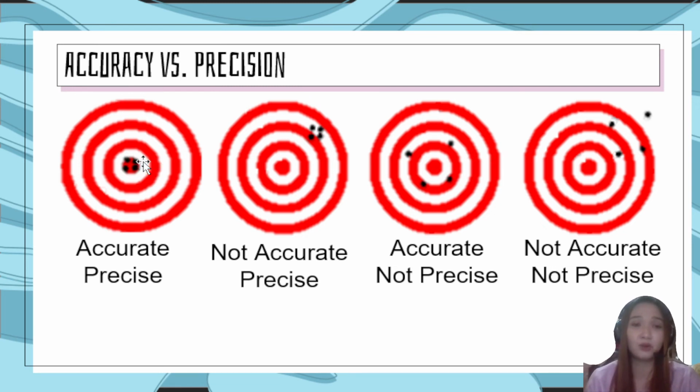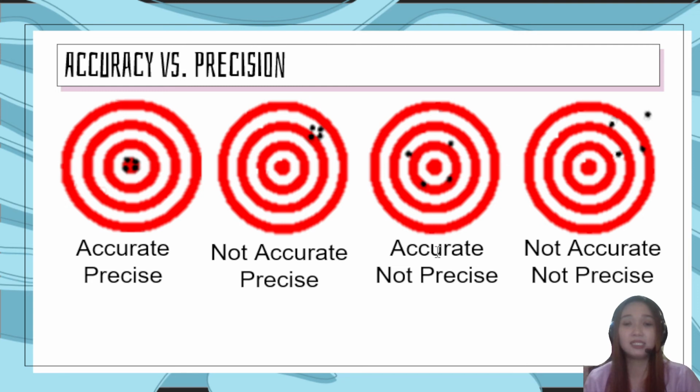Kasi makikita nyo, ang goal natin dito is to hit the bullseye. So lahat ng points natin nasa bullseye, and then lahat ng values naman or lahat ng na-hit mong point ay magkakadikit. Okay? Next po is not accurate but precise. Okay? Unlike this one, hindi mo man na-hit yung bullseye, pero magkakadikit pa rin yung points mo. Okay? So, it is considered as precise.